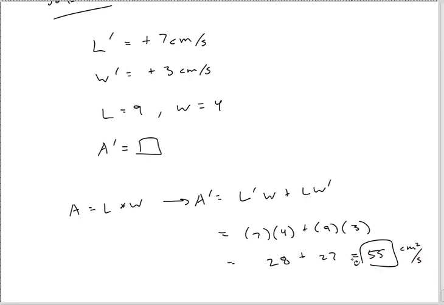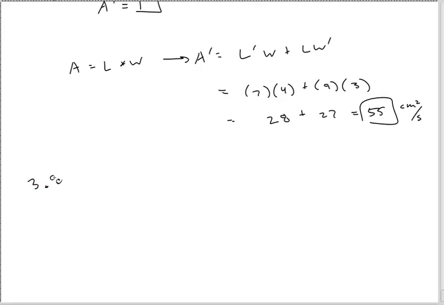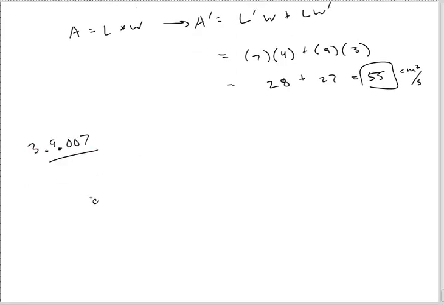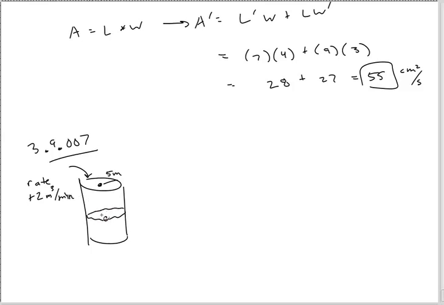Okay. More words. Everything's a word problem here. 39007. So, a cylindrical tank, and it has a radius of 5 meters. So this is a big old tank. And it's filled with water. So we're inputting water at a rate of positive 2 meters cubed per minute. Okay, so 2 cubic meters per minute. How fast is the height of the water increasing? So we have the height of the water here. Just kind of making up some water. And it's going to be increasing.